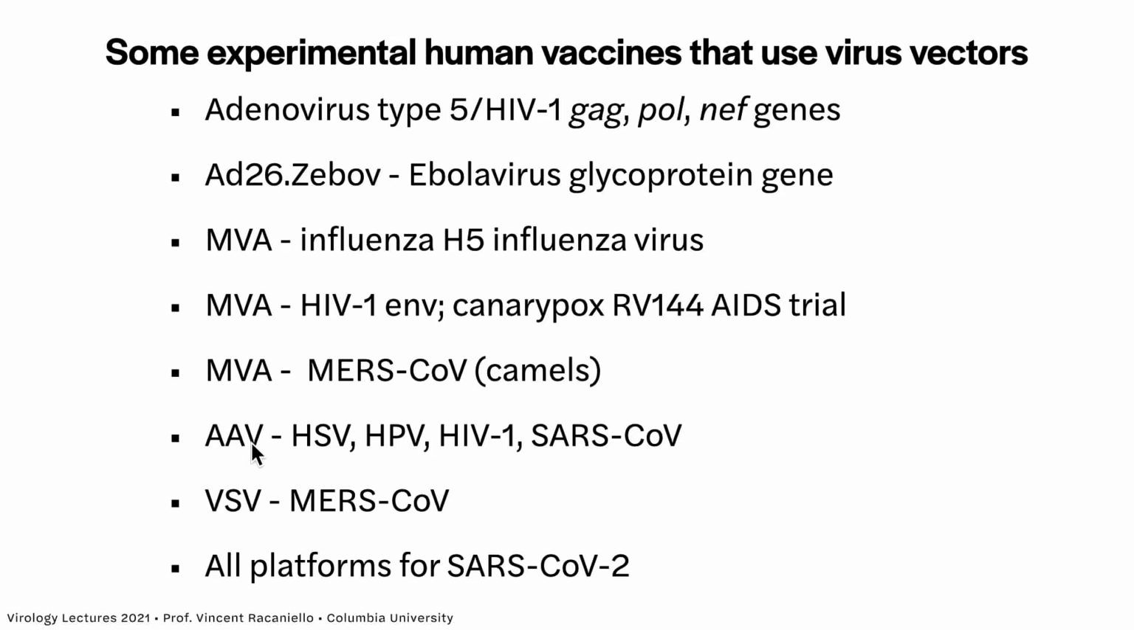We have a ton of AAV vaccines in development. Herpes simplex, human papillomavirus, HIV-1, and SARS-CoV-1 was made. Experimental vaccines never got very far. A MERS VSV-based vaccine. And basically everything I've told you and more is being explored for SARS-CoV-2. Adenovirus, vaccinia MVA, VSV, Newcastle disease virus, influenza virus, measles virus, all other vectors we haven't talked about. It is being just exploited for everything, of course.